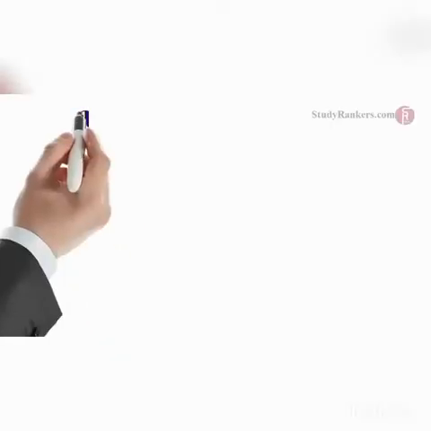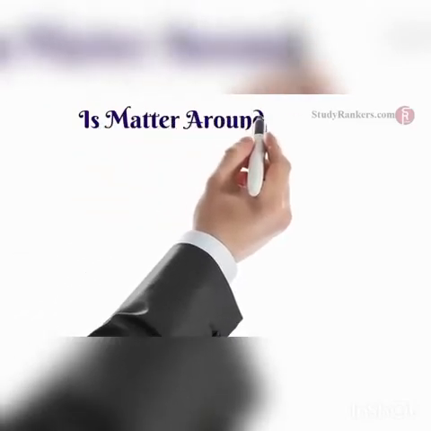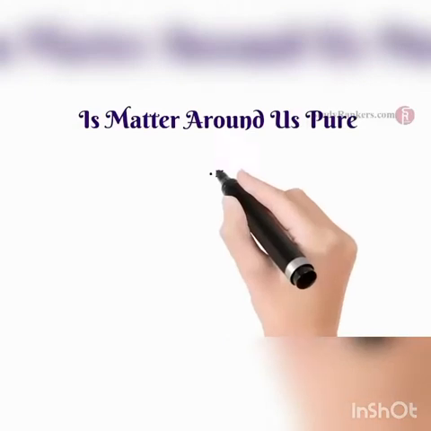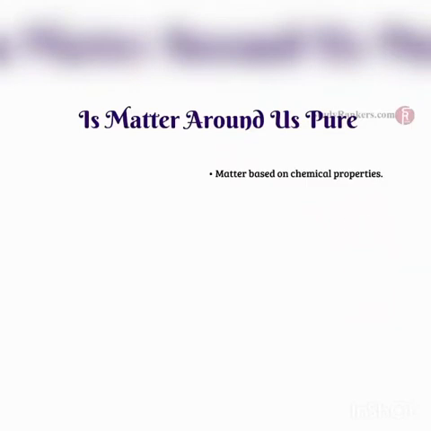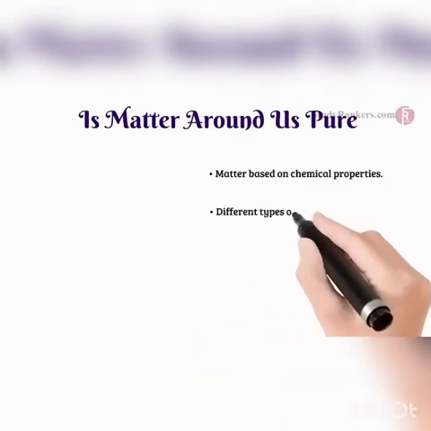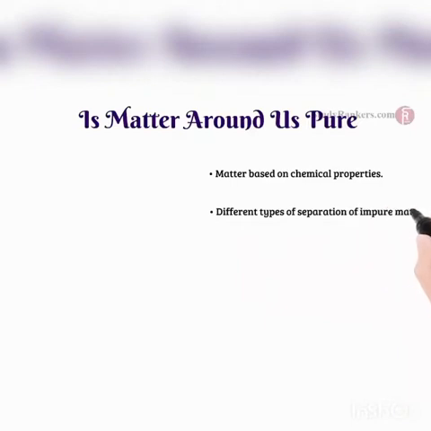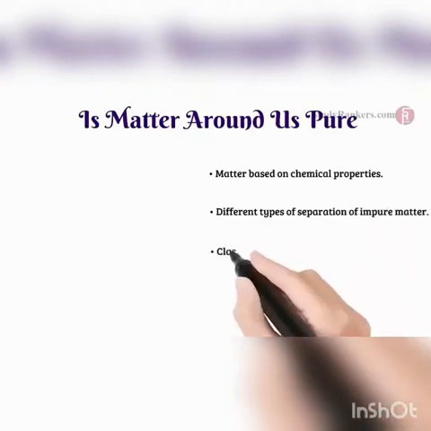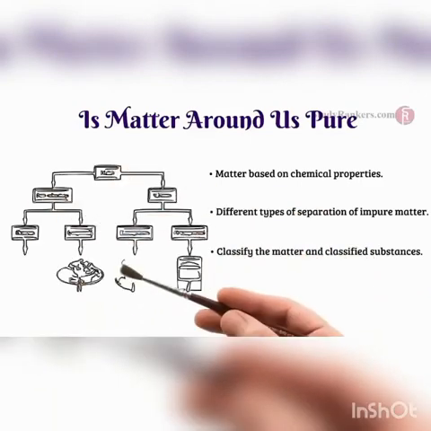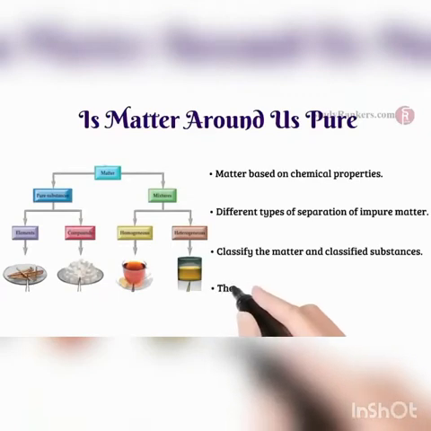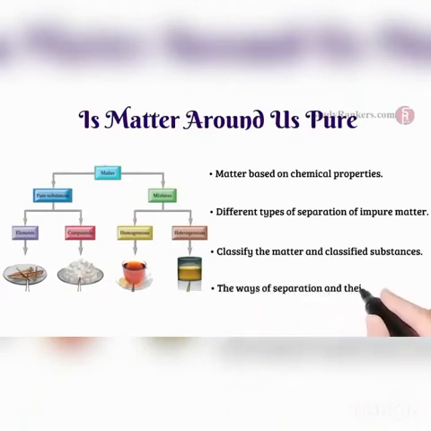Hello there. We have already studied the classification of matter based on physical properties in our previous video. So what comes next? Now we are going to classify matter based on chemical properties and also study the different types of separation of impure matter. First we will classify the matter, and after that we will know in detail about those classified substances. Lastly, we will know about the ways of separation and their applications. Let's start the chapter with the classification based on chemical properties first.